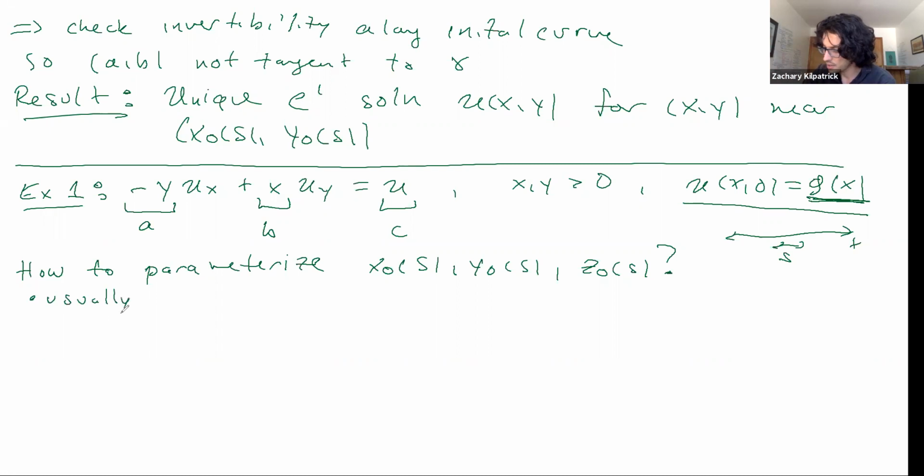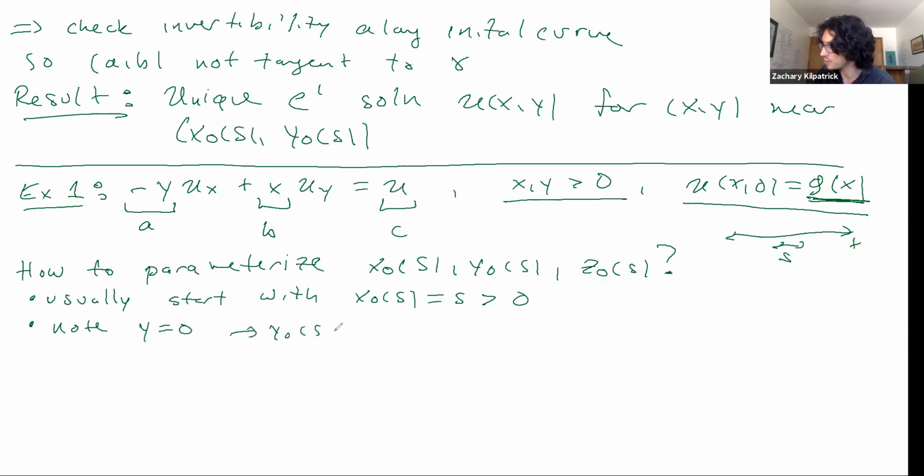So we usually start then, in this case, with x0 of S equal to S. And in this case, remember that we want X and Y to be greater than 0. So we just make sure that we take S to be greater than 0. Also note that Y is equal to 0. So this implies that y0 of S is equal to just 0, because it does not change at all as we move along our parameter.